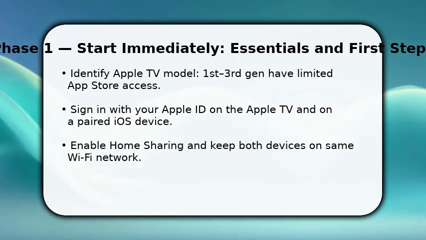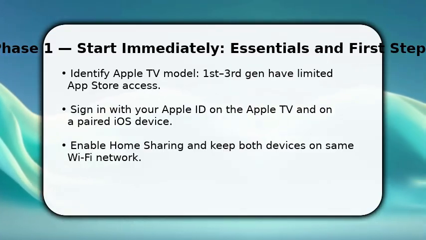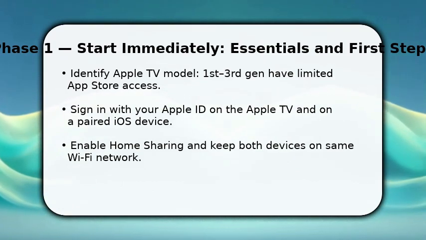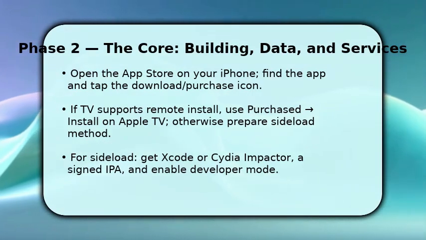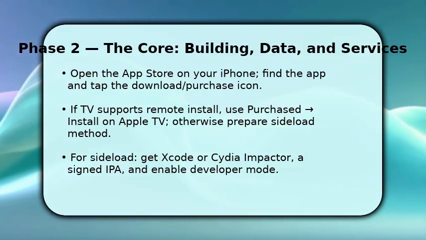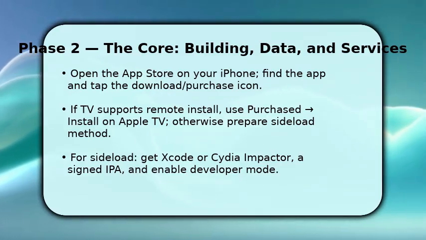Without that, transfers fail. Next, prepare to use the iOS App Store on your phone to purchase or download the app you want for sideloading or remote install. You now use the iPhone as the bridge. If the Apple TV model supports remote installs, go to the App Store, right arrow, Purchased, locate the app, and choose Install on your Apple TV. This pushes the app over the account.